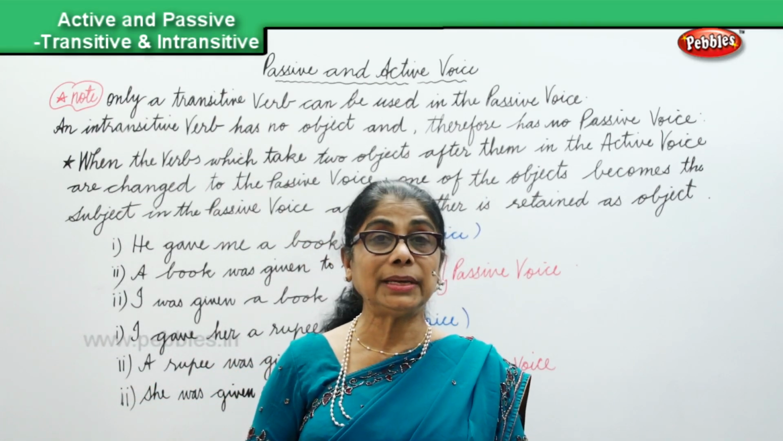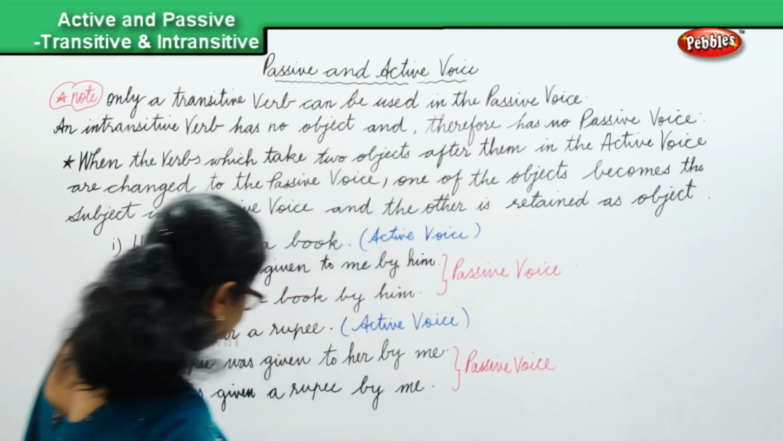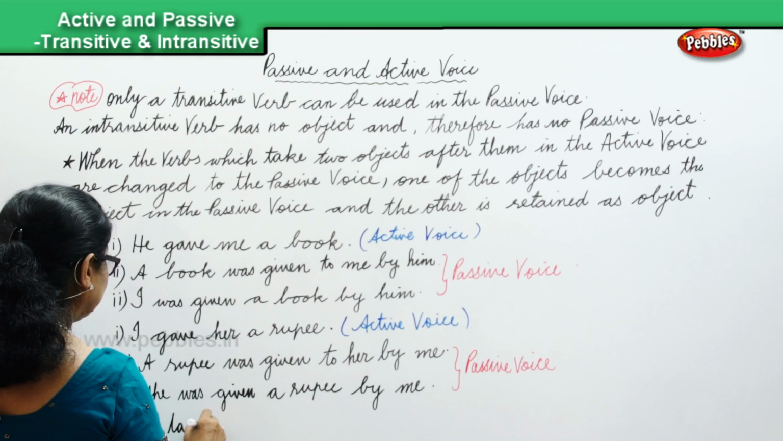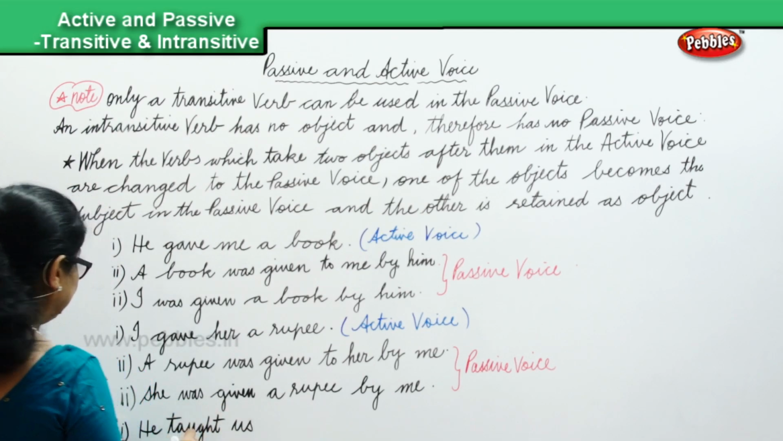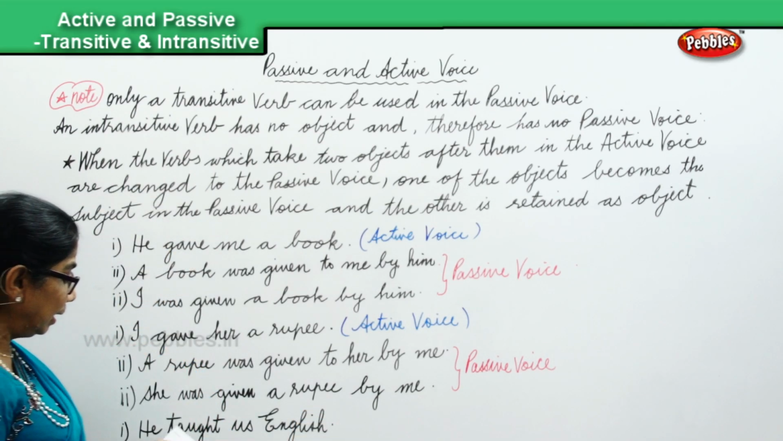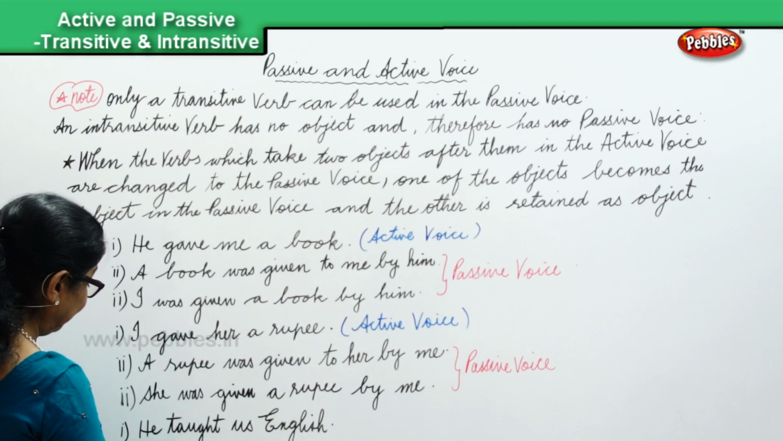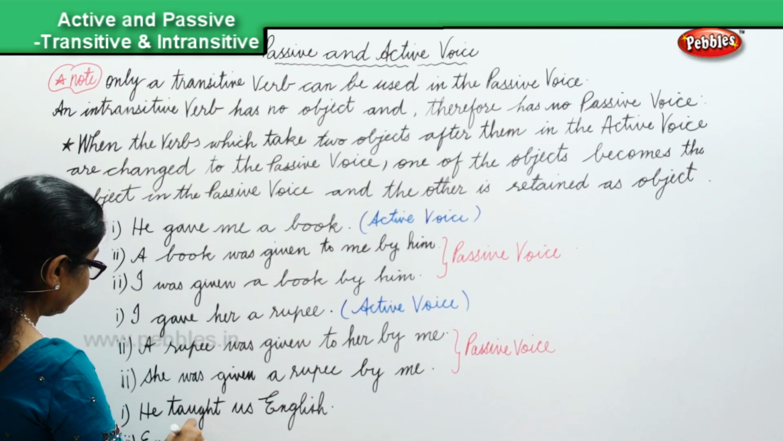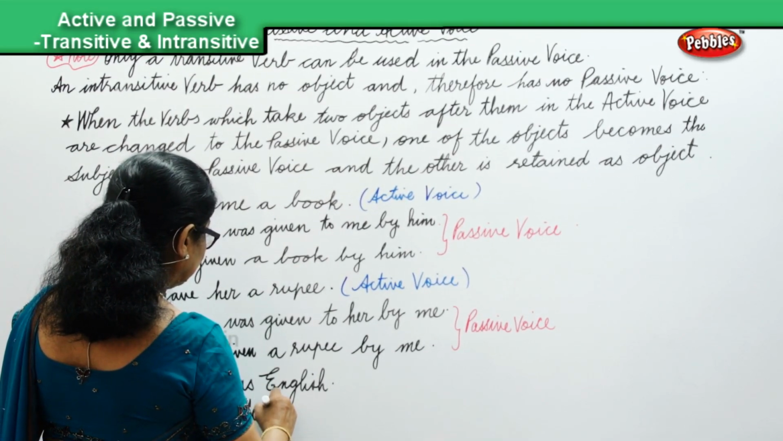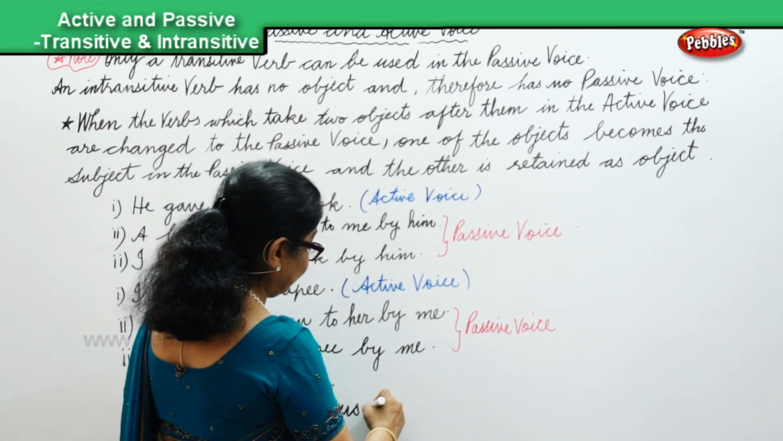Okay. Now, supposing I say, he taught us English. He taught us English, and that's the active voice. And when we change it, you will say, English was taught to us by him.